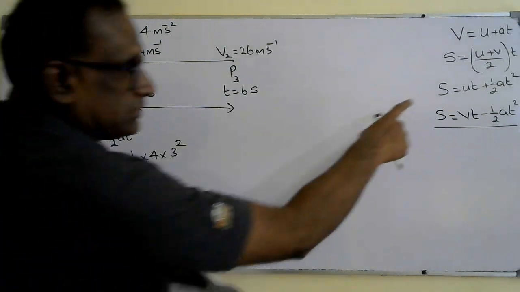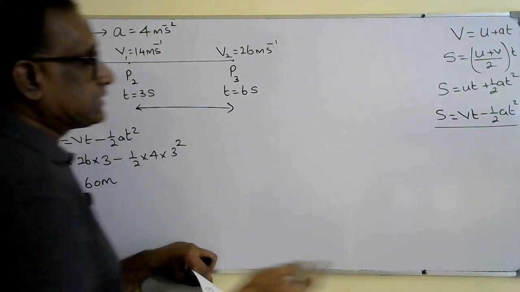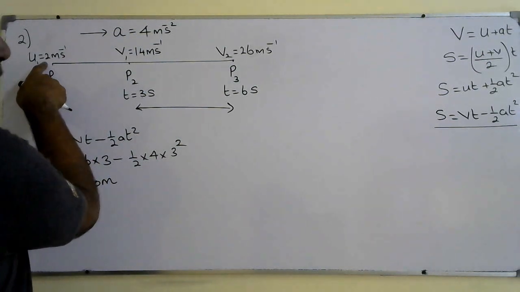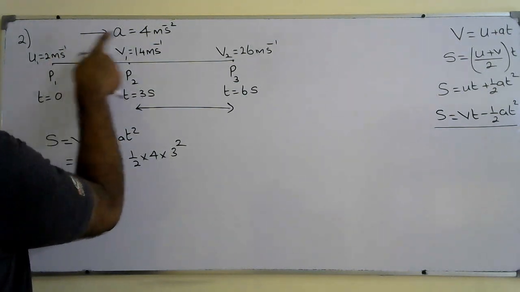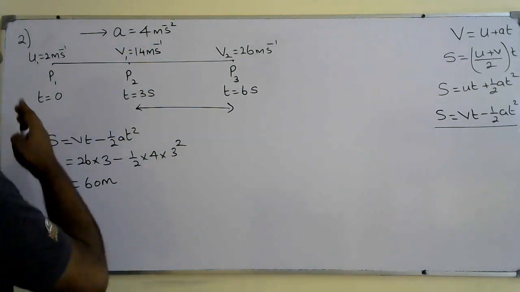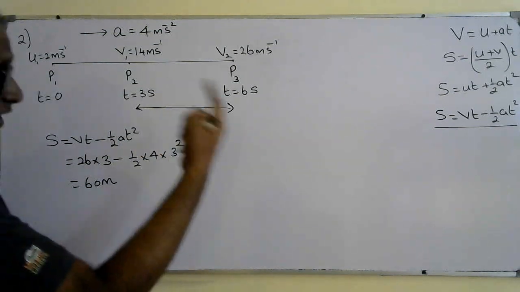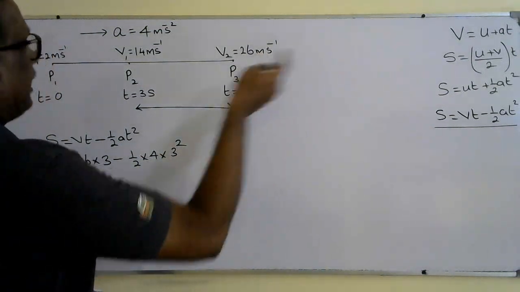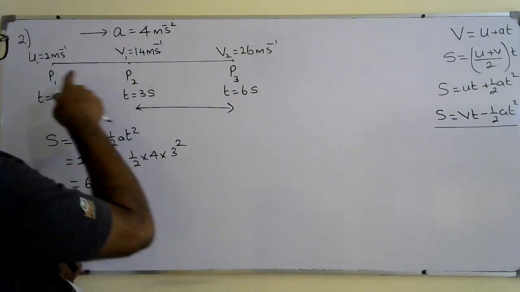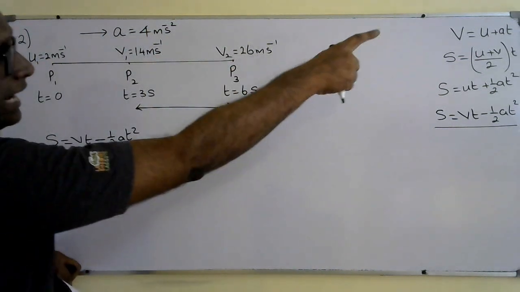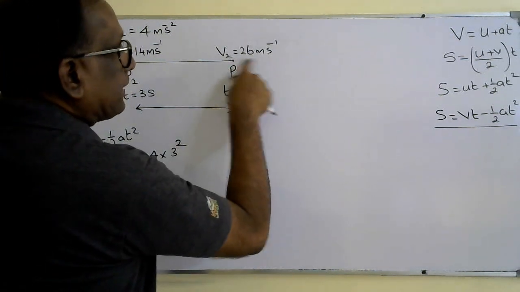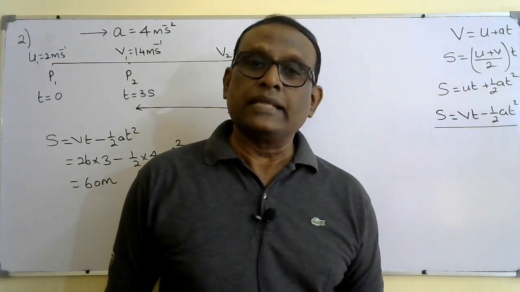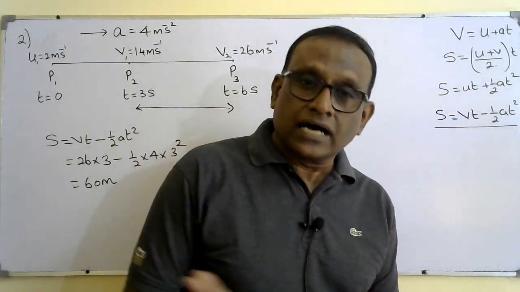Say, for example, a question says a car is passing a point P1 at 2 meters per second and its uniform acceleration is 4 meters per second squared, and it travels for 6 seconds. The first question could be: find the final speed at 6 seconds. You can use v equals u plus at. The u is 2 meters per second, a is 4, the time t is 6, you put in, and you will get 26 meters per second. Right, next question: find the displacement during the last 3 seconds.